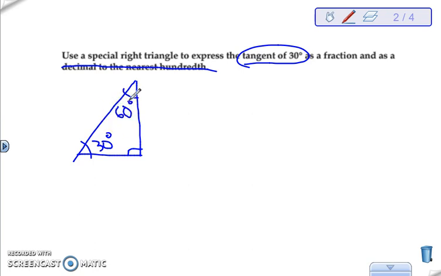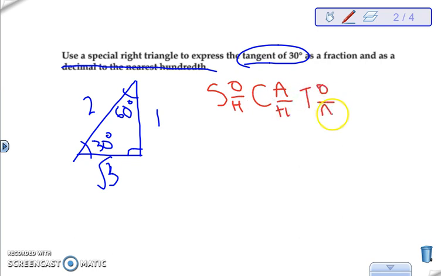And it always follows the proportions of 1, 2, and square root 3. So if I would like the tangent of 30 degrees, I'm going to write out my Sohcahtoa so I can remember which ratios go with which sides. So if I want the tangent of 30 degrees, I'm going to use the 30 as my reference angle, so it's over here.